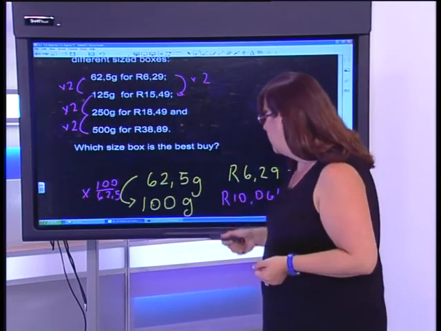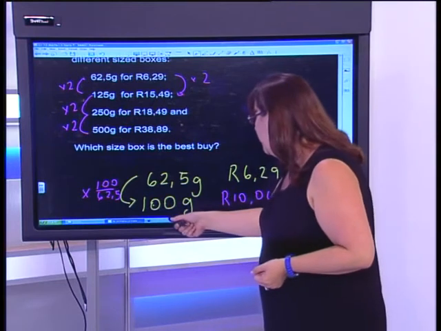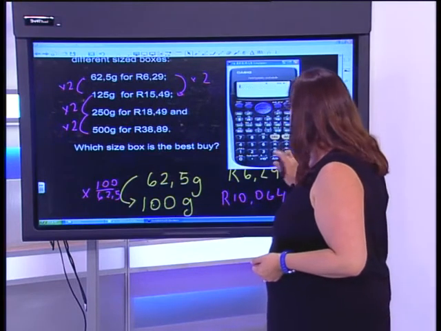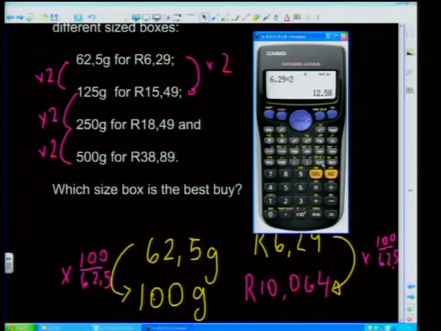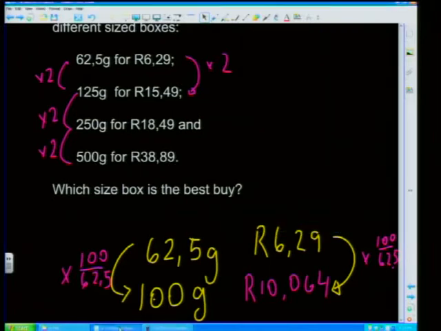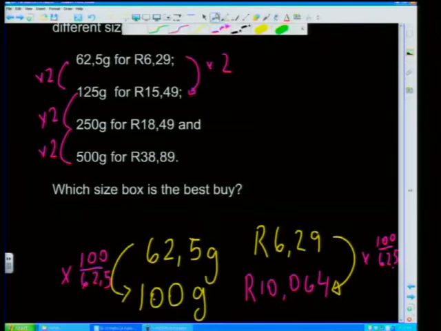So I'm going to take the R6.29 one, and I'm going to times it by 2. So R6.29 times by 2, and I get an answer of 12.58 Rand. So let's go back to here, and I see that for that price, the price was 12.58 Rand.